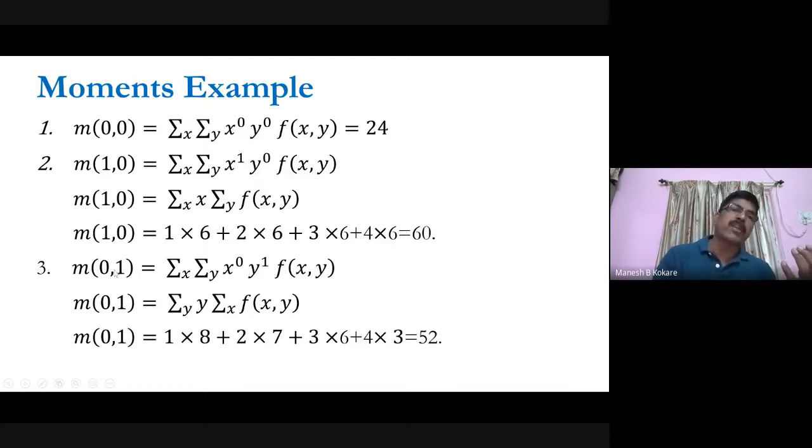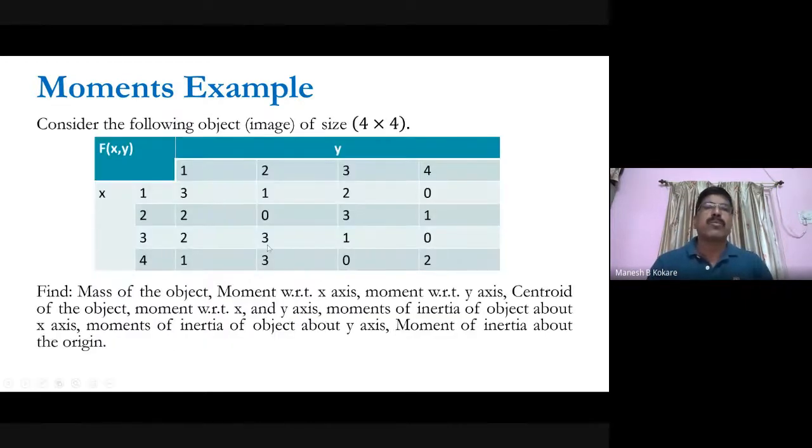Similarly, you can calculate the value of the moment with respect to y-axis. In that case, the value of i will be equal to 0 and j will be equal to 1. If you put i equal to 0, x raised to 0, j equal to 1, y raised to 1. What will happen basically? This x raised to 0 will be equal to 1. So your formula will be a summation over y, so y will be there, summation over y and summation over x of f of x comma y. Now look at this one. Whatever we have done for rows, similarly we can do it for columns. So you are considering y as 1.